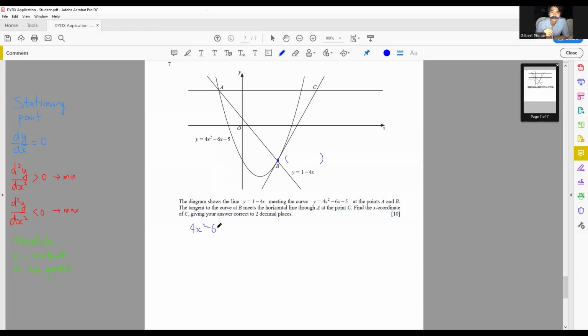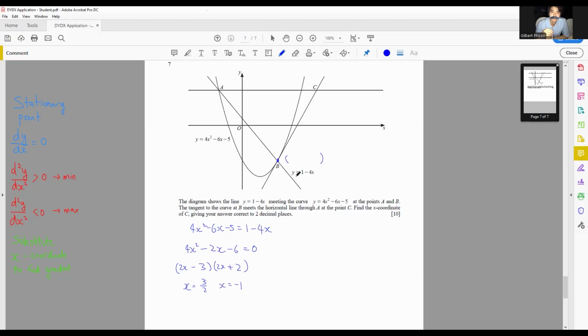4x squared minus 6x minus 5 is equal to 1 minus 4x. Okay, bring everything over to form a quadratic equation. 4x squared minus 6x plus 4x, so that's minus 2x, minus 5 minus 1, so that's minus 6, equals to 0. Factorize the quadratic equation here, you would have 2x and 2x, then minus 3 and plus 2 on this side. Therefore, x is equal to 3 over 2 and x is equal to negative 1.